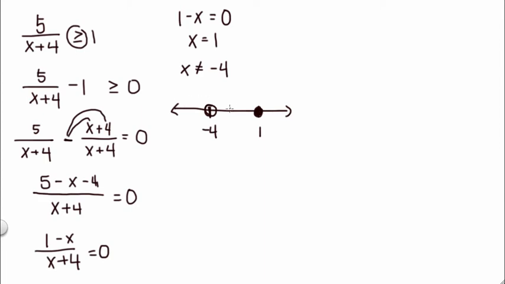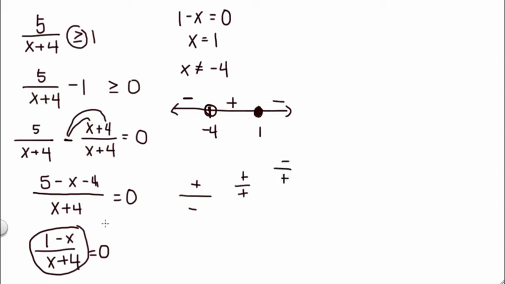Now we're going to test the regions, same as before. Let's go down to here and test it in this region. If we plug in a negative 5, that would be a positive on top divided by a negative on the bottom, so overall it'll be a negative here. And then if I try a 0, it'll be a positive divided by a positive, so this will be a positive here. And then if I plug in any values after that, it'll be a negative divided by a positive, so this side will be a negative.